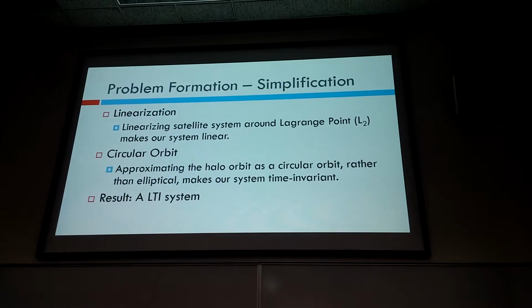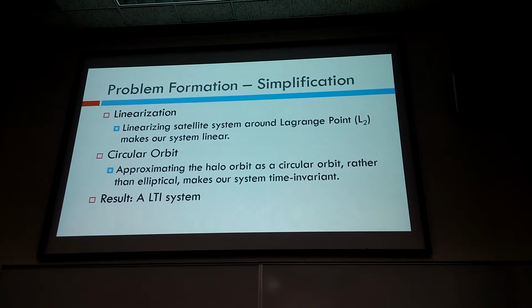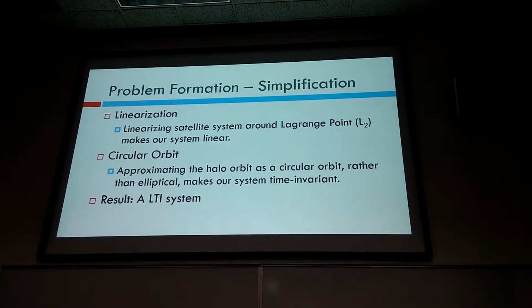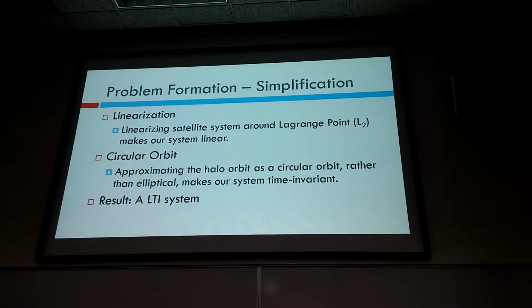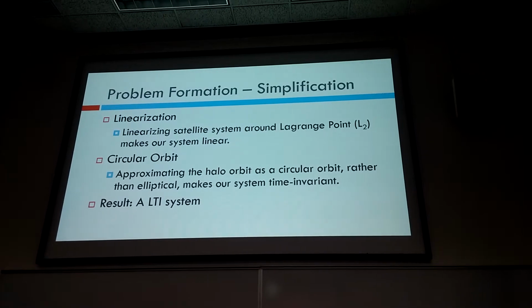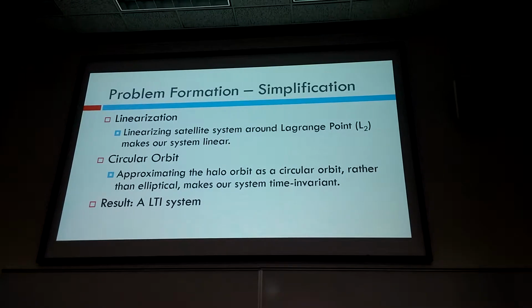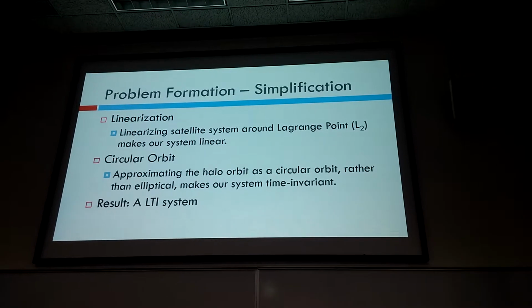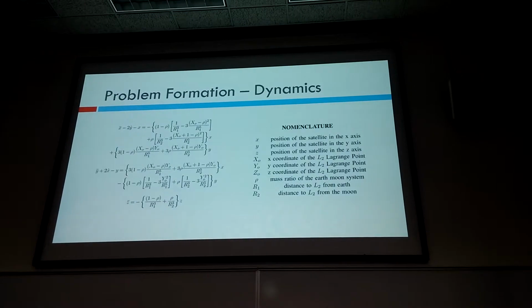Next, we're going to approximate our halo orbit to be a circular orbit. That way, the satellite system will go from being a time-varying system to a time-invariant system. Using these two methods allows us to simplify our satellite system into a simple LTI system.